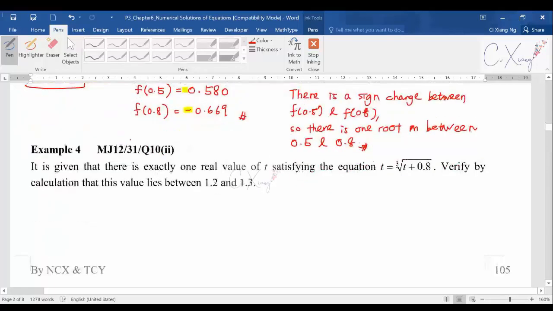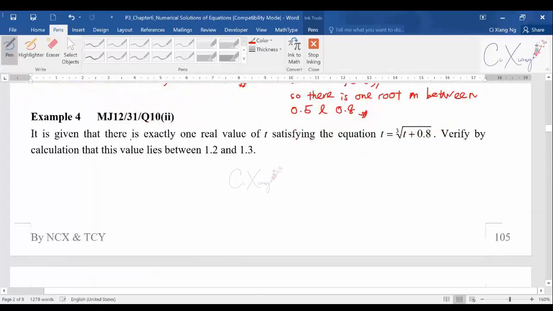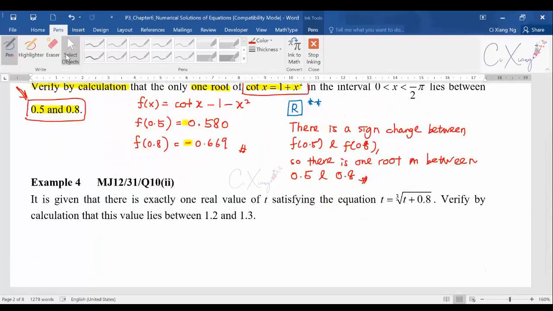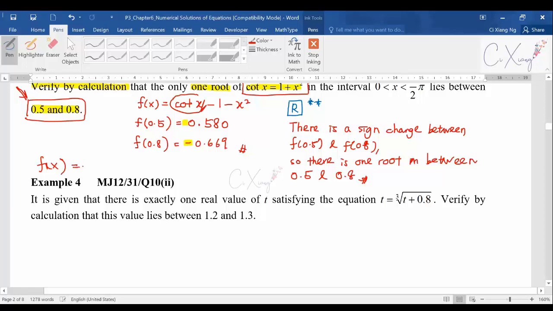You can try it for example 4. Before that, I just want to let you all know, if just now you moved the cotangent x to one side, which means maybe you have something like f(x) equals 1 plus x squared, then minus cotangent x, in that case the signs here will be different. You'll get a negative value for 0.580 and then a positive value for 0.669. It doesn't matter. As long as you can see a sign change in your calculation, that means you're already correct. So no need to worry about all this. Let's continue with example 4.